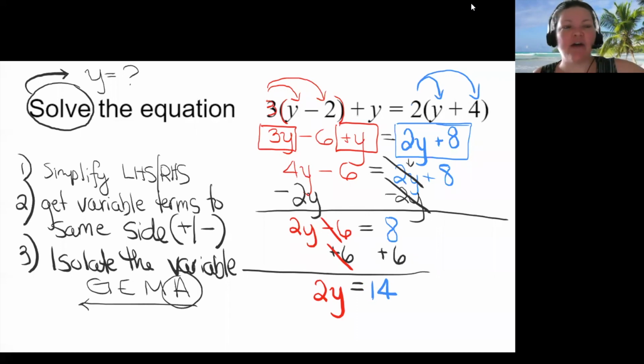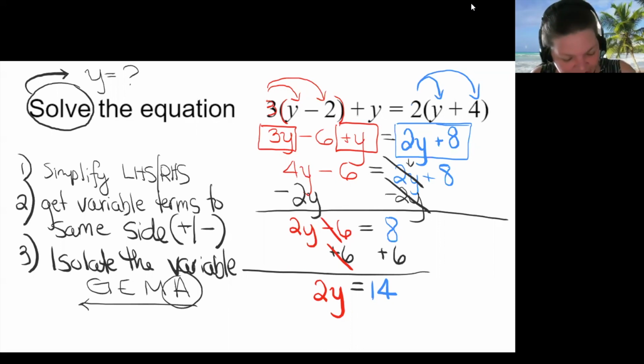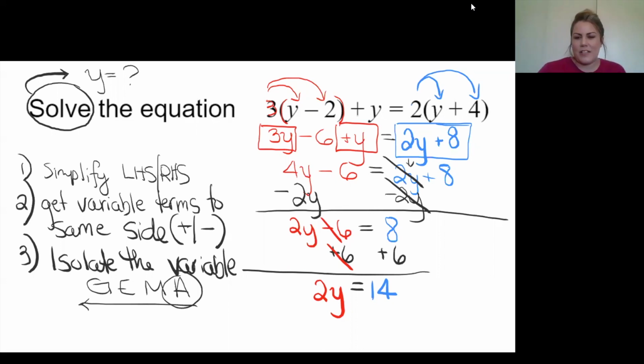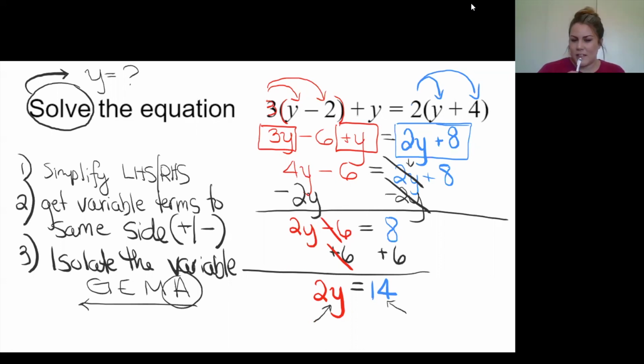Okay, so now I have 2y is equal to 14. Am I done? I'm so done. No. Not done. The letter's not alone. What can I do to isolate this variable? Get it alone. Do minus the 14. Do you see how the 14's on the other side as the y? Yes. It's already out of my way. The only numbers that I have to get rid of are the numbers hanging out with y.